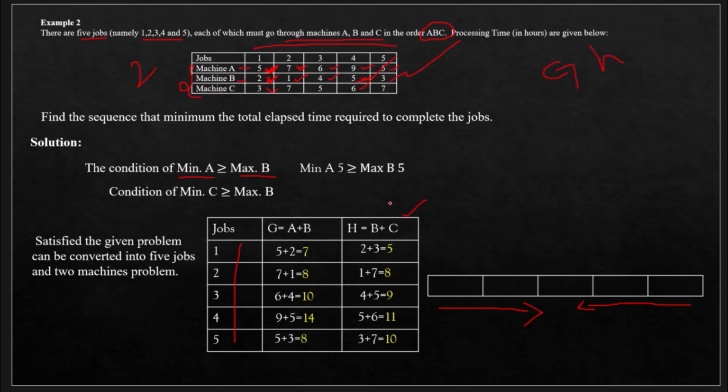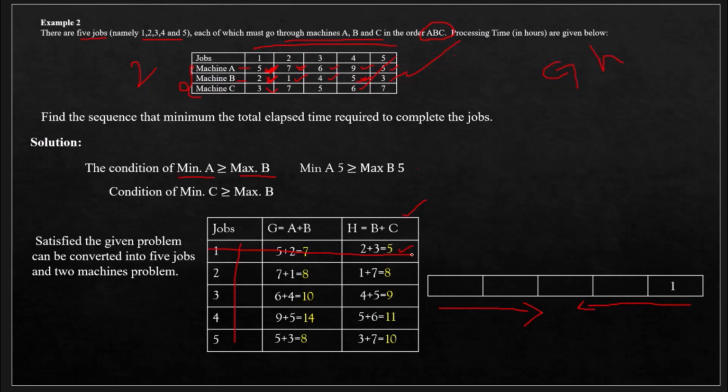Now we will identify the least processing time in this table. So here 7, 8, 10, 14, 8 and then 5, 8. So here the least processing time is in machine H. If you identify the least value in machine H, we want to place it from right to left. So I am placing this job in here, the last one, the first job. And then I am eliminating this job from the next process.